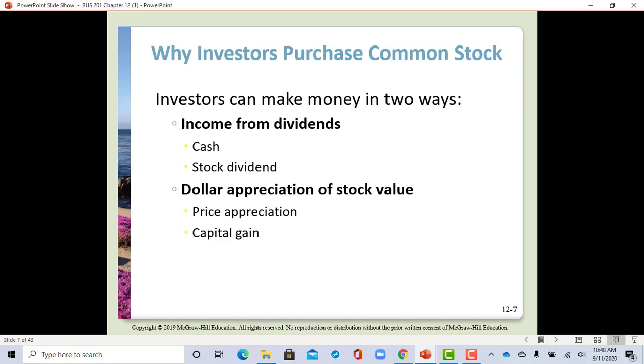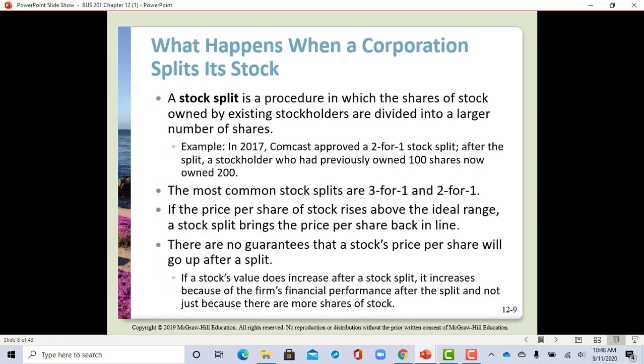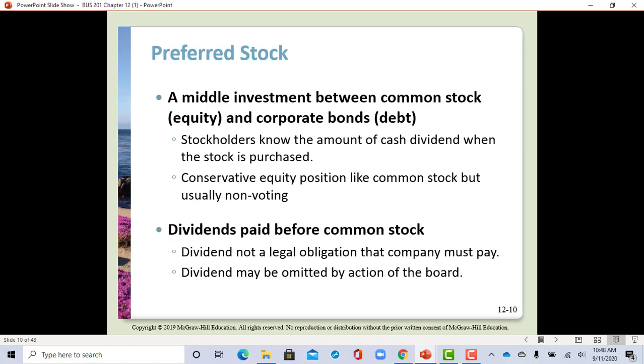Stock price is determined by how much a buyer is willing to pay. And here are some dividend indicators. Stock splits occur when the stock prices rise above an ideal price. Everyone that owns stock ends up owning more because of a split. Preferred stocks lack the growth potential of common stock and the safety of corporate bonds.